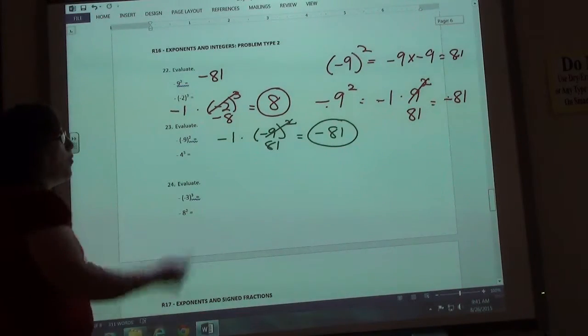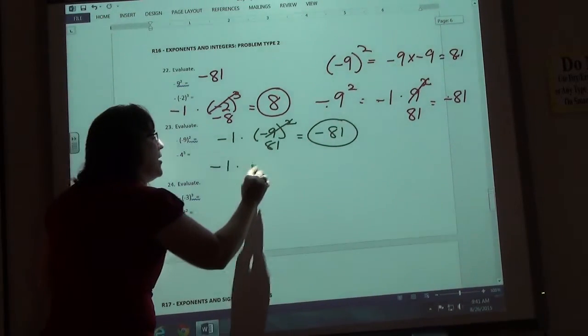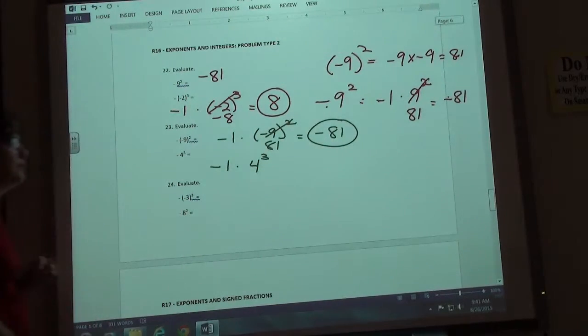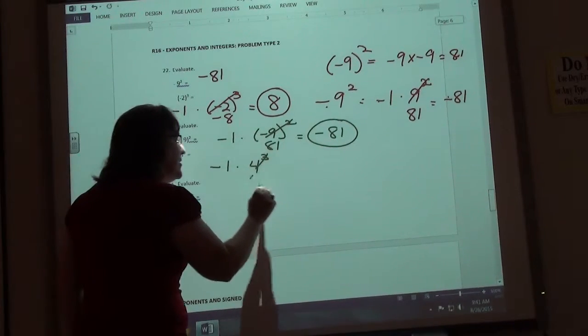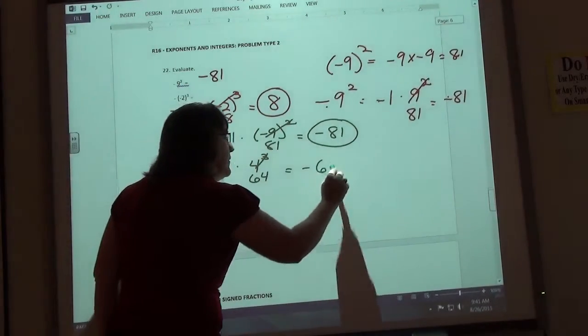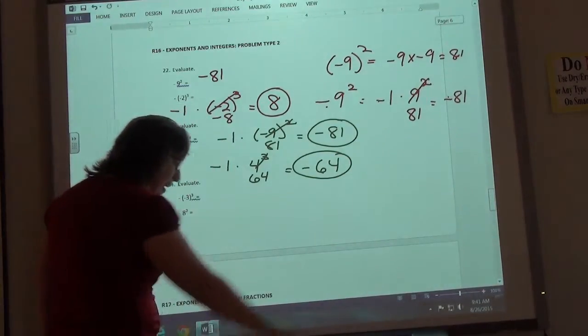Number 23, what that means is you're taking negative 1 times 4 cubed. So you would do the 4 cubed first. What is 4 cubed? 64. So I'm going to take negative 1 times 64 and get negative 64.